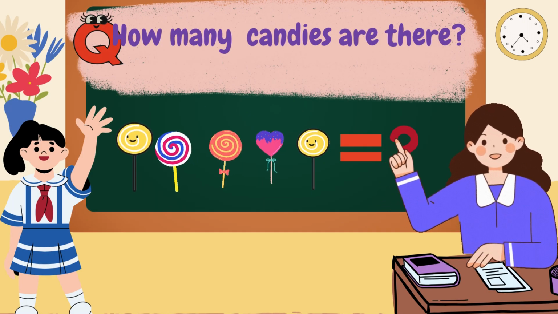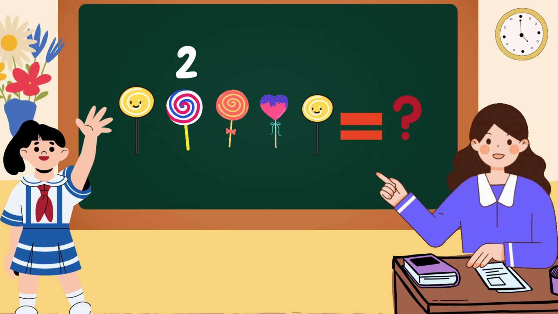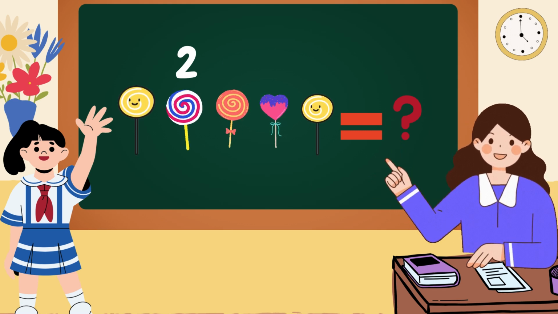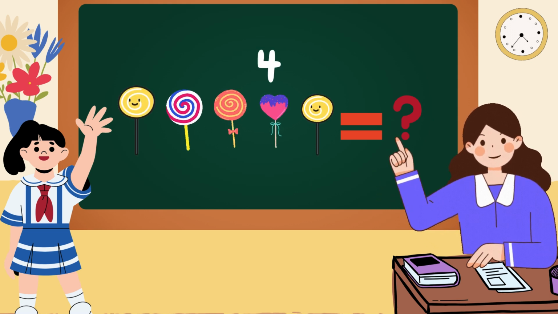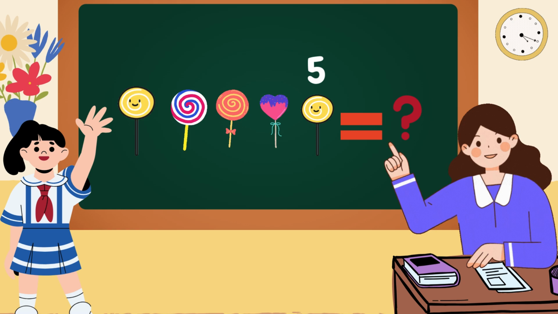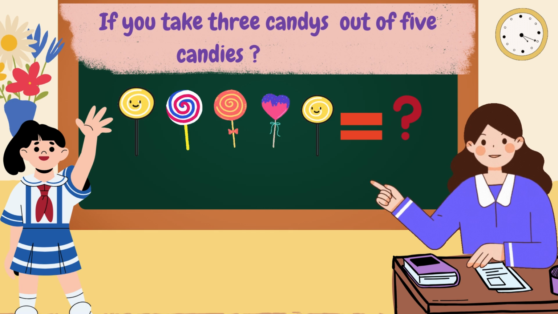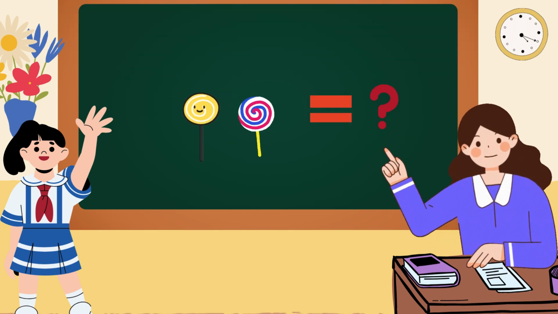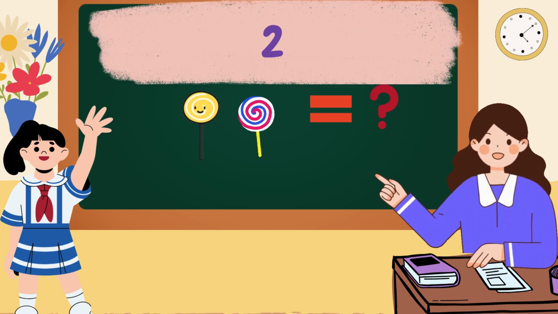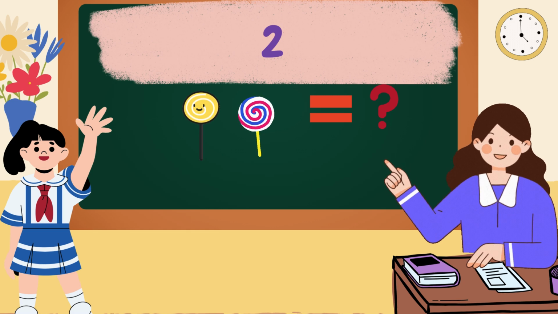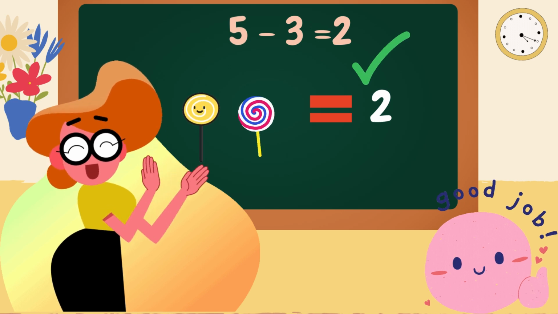How many candies are there? 1, 2, 3, 4, 5. If you take 3 candies out of 5 candies, how many candies will be left? 2. Yes, 2. Good job.